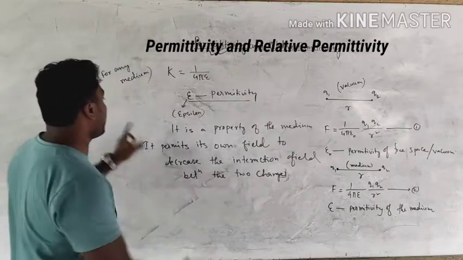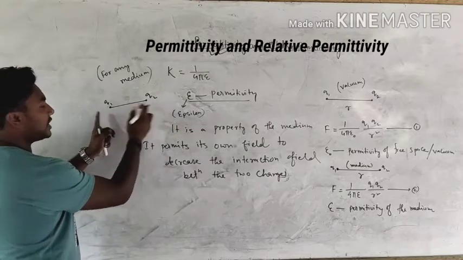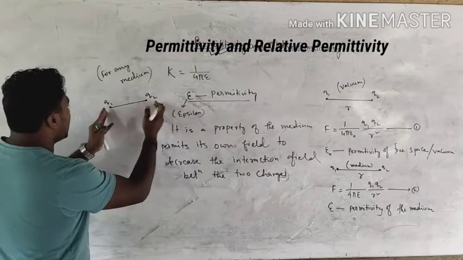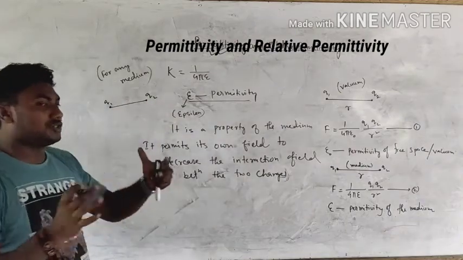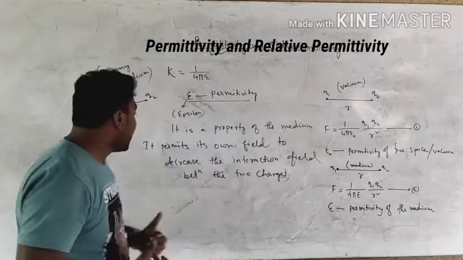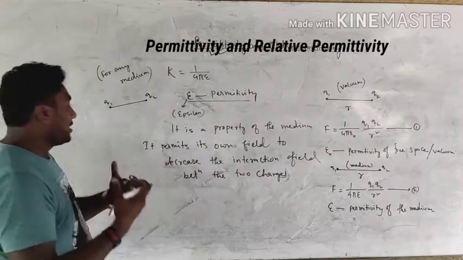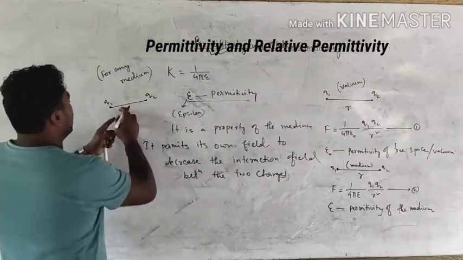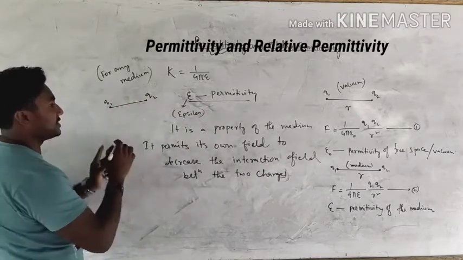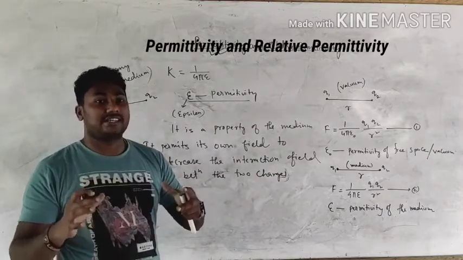That means, what does it mean? Suppose we have taken two charges and there is a force of interaction between the two charges. What does permittivity do? If the two charges are kept in a medium, in water, in oil, or in glass, then what does this permittivity do? It helps to decrease the force of interaction between the two charges. That means the magnitude of the force between the two charges is affected.